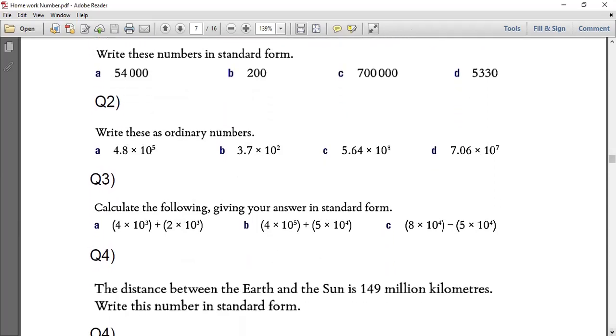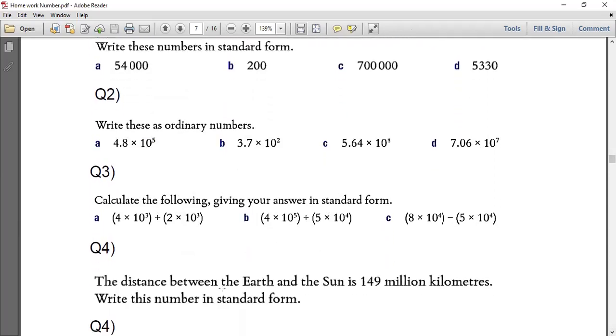Question 3. Ahmed. 4 by 10 power 3. Can you read the question first? Calculate the following, giving your answer in standard form. Okay. So you need to calculate the answer in standard form. So what do you think, how to do it?